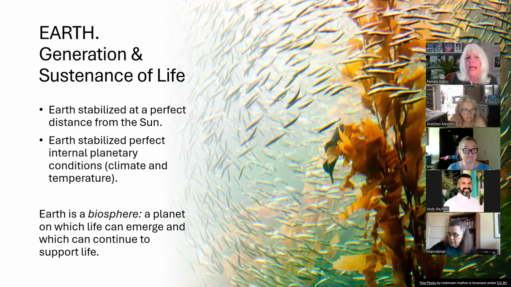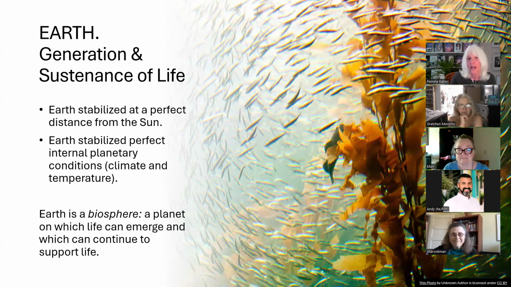Therefore, Earth is called a biosphere. It is a planet on which life, as we know it, as defined by biology, life can emerge and which can continue to support life. So it's a stabilized system that brings forth and brings forth and brings forth. This is a picture of a kelp forest, a thriving kelp forest.